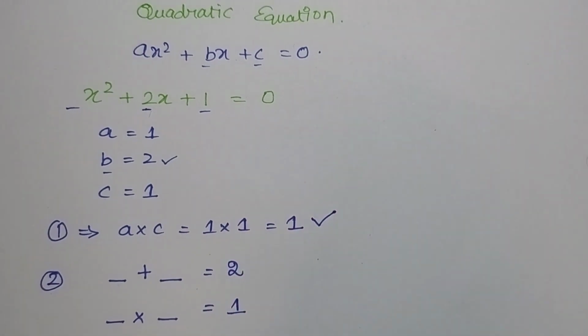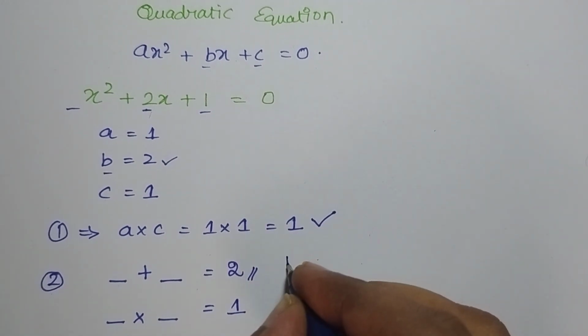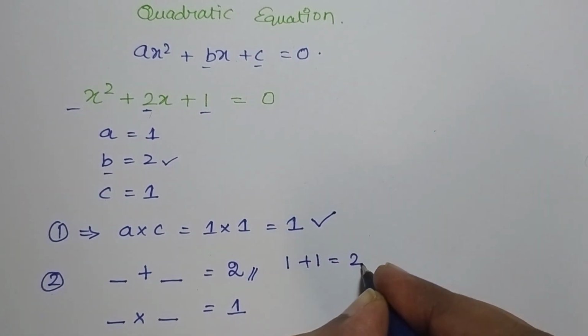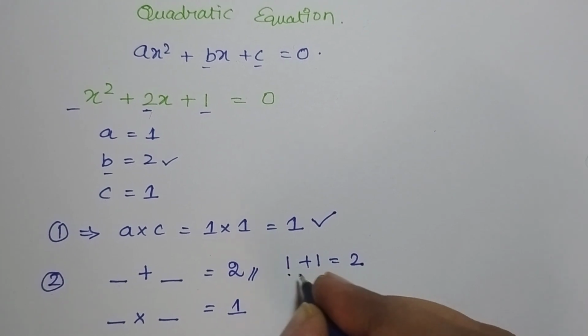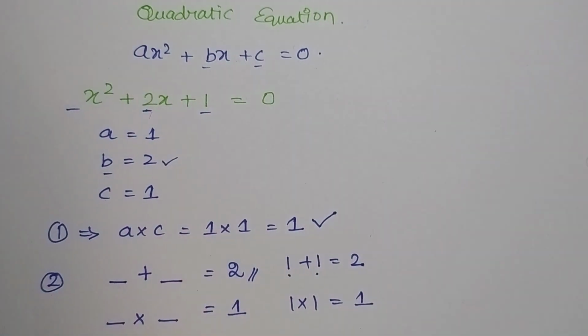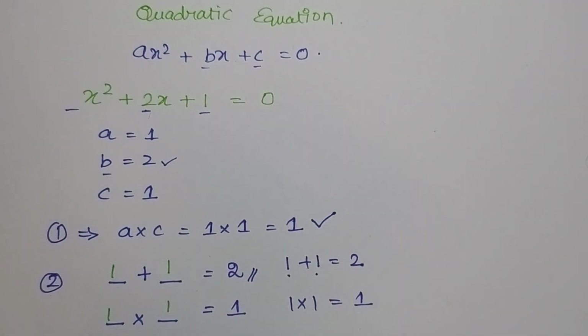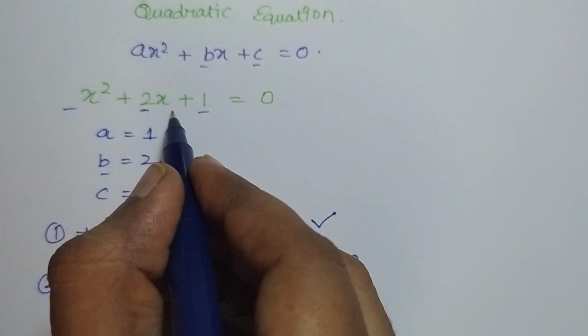So let's check when we will get 2. If I add 1 plus 1, I will get 2. Similarly, if I multiply the same two values, I will get 1. So I get that. So just place the values we found. 1, 1. And the third step, I am going to apply this 1 and 1 in this equation.